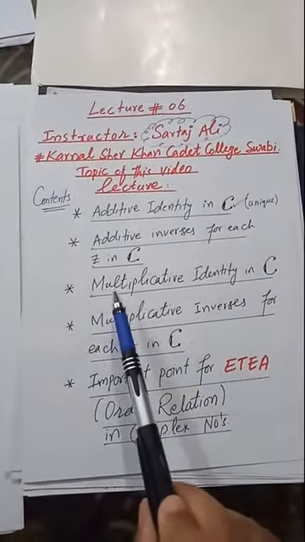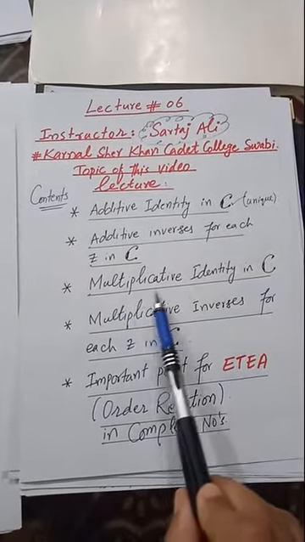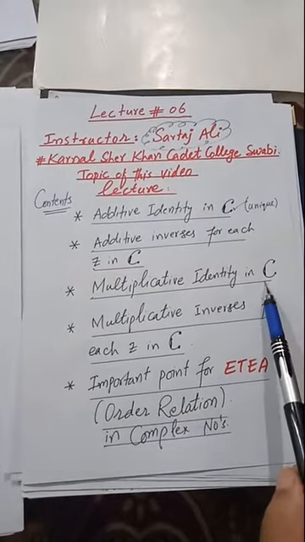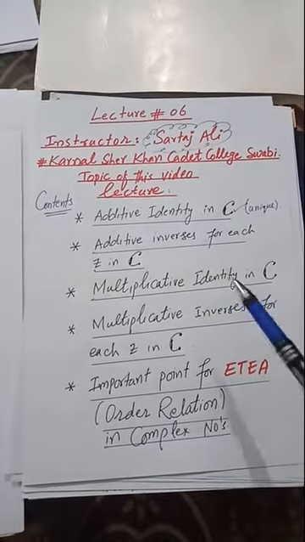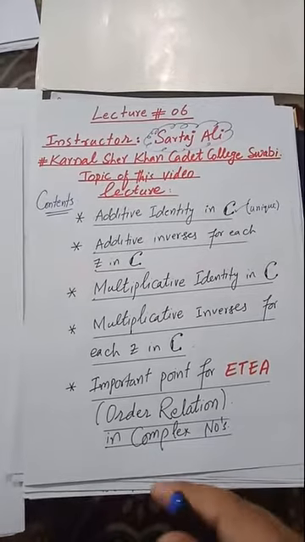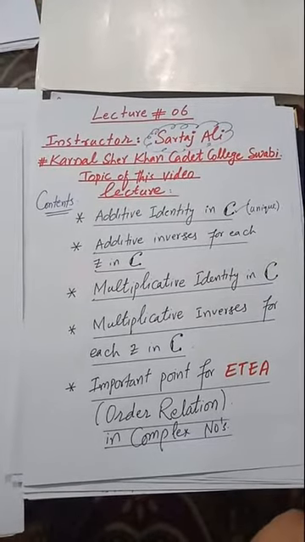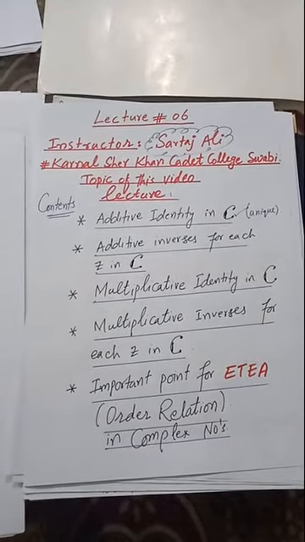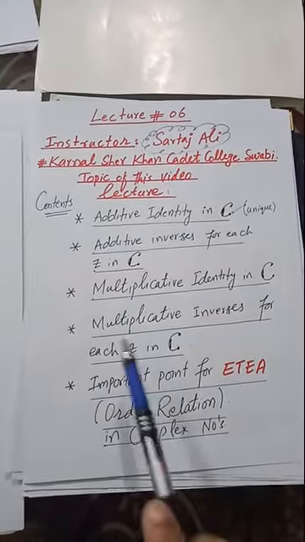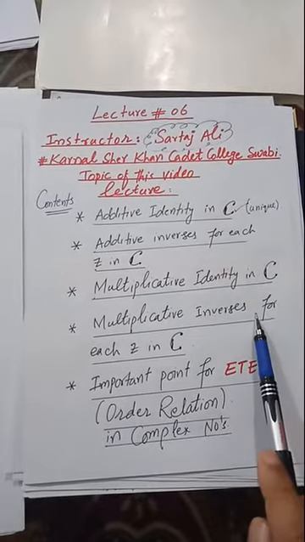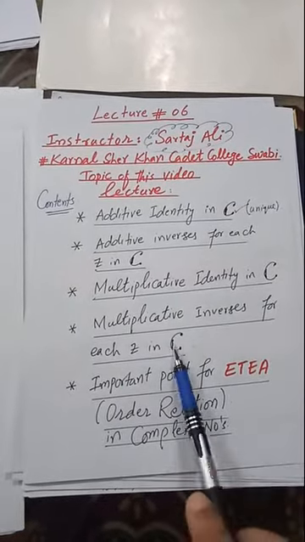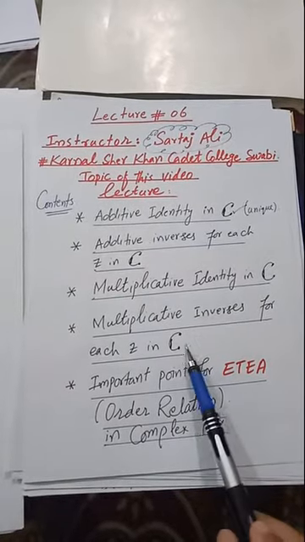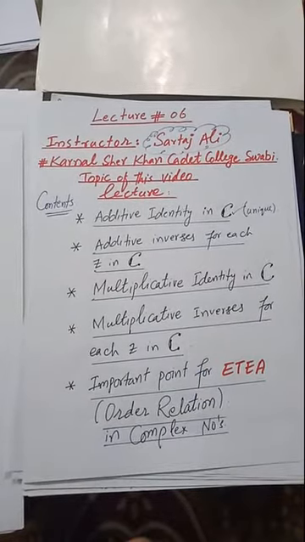Similarly, the next content of this video lecture is multiplicative identity. C means the set of complex numbers. So remember that multiplicative identity is also unique. There must be one complex number which will be used as the multiplicative identity in the whole set. And similarly, we will discuss the multiplicative inverse for each Z in C. Z is a complex number, C is the set of complex numbers. So multiplicative inverses are infinite.